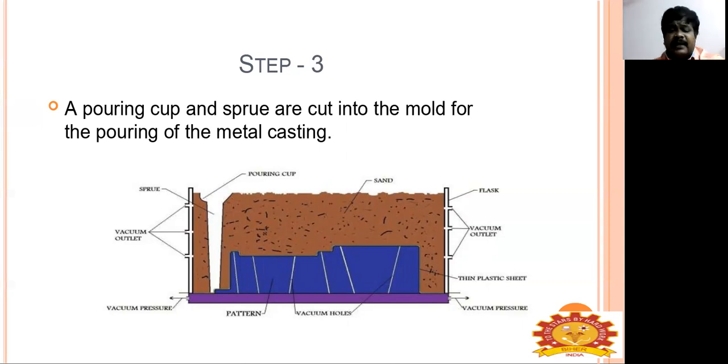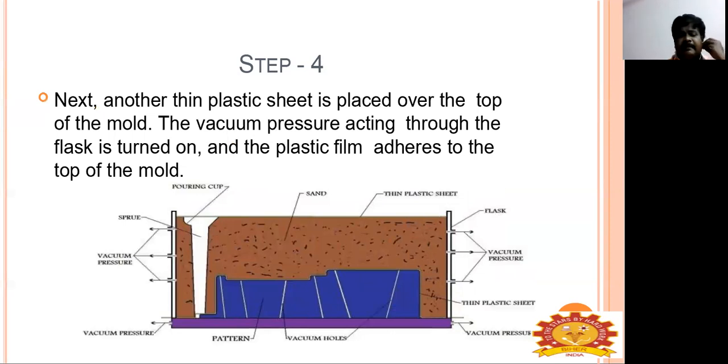And then comes our step 4. Another thin plastic sheet also we have to place over the top of our mold. Why? When the vacuum pressure is acting through the flask and turned on, the plastic film will get adhered to the top of our mold.